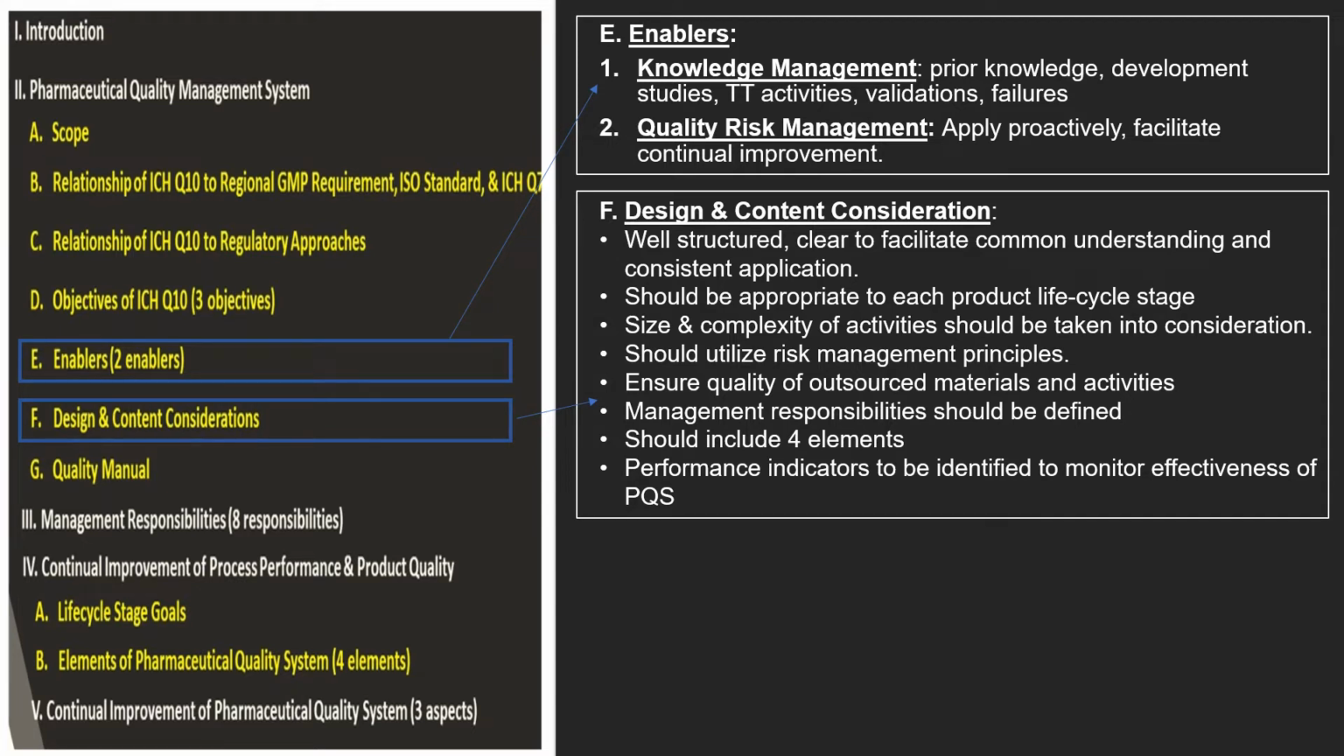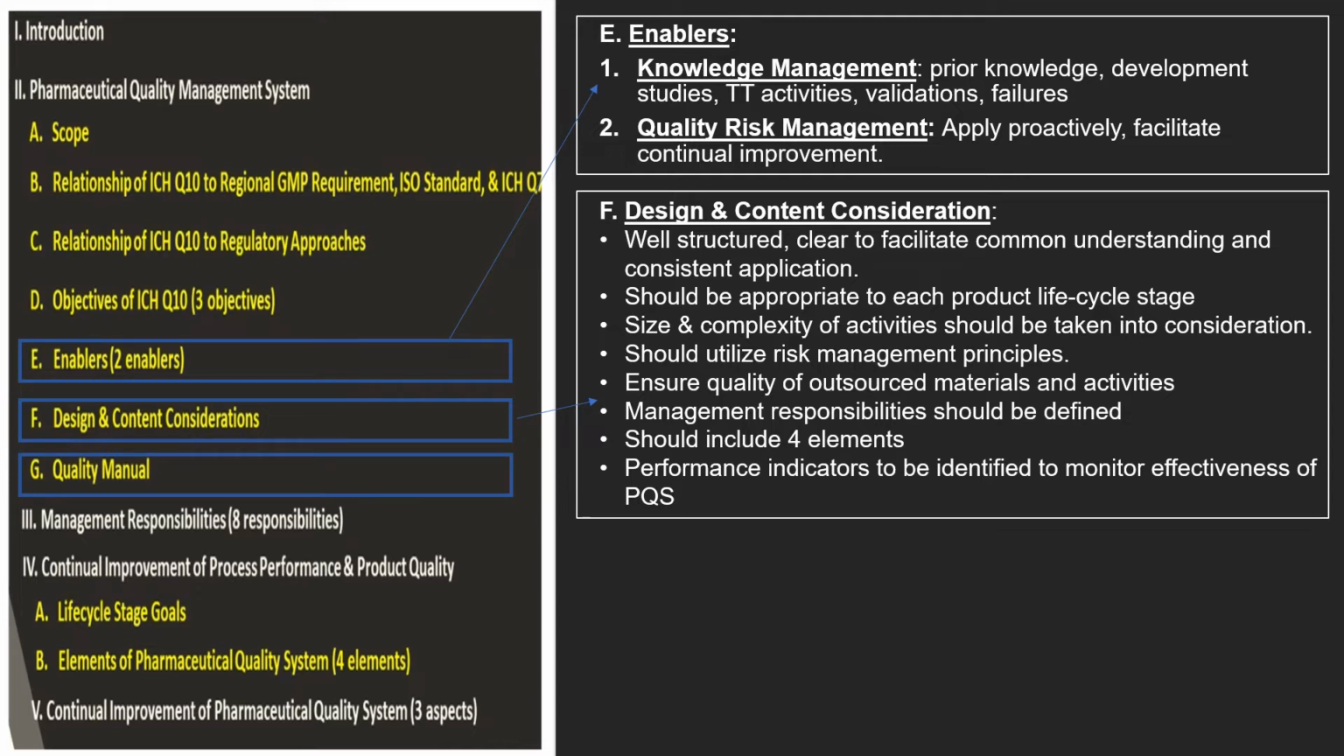The principles of quality risk management should be utilized while designing the pharmaceutical quality management system. Ensure the quality of outsourced materials and activities are appropriate. Management responsibilities are well defined. It should include the four important elements which we'll see in the next slides, and performance indicators, or more popularly known as the KPIs, are identified and monitored for ensuring the effectiveness of the pharmaceutical quality system.